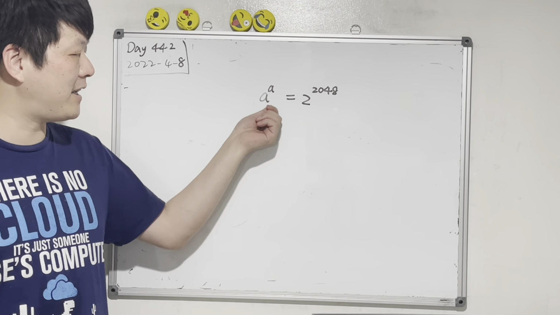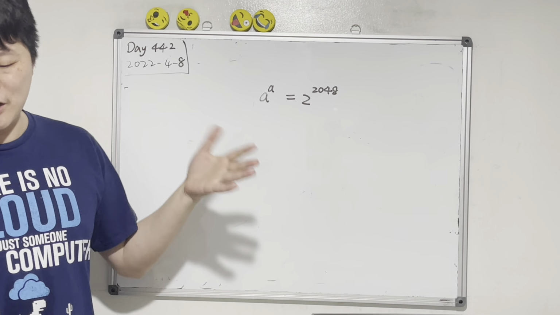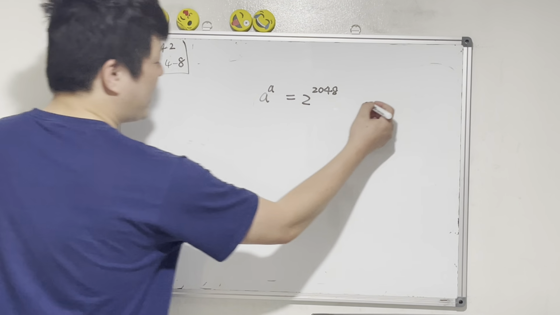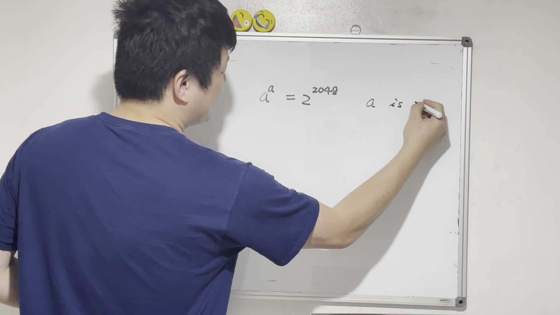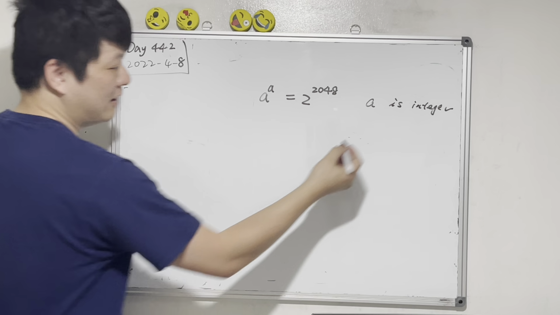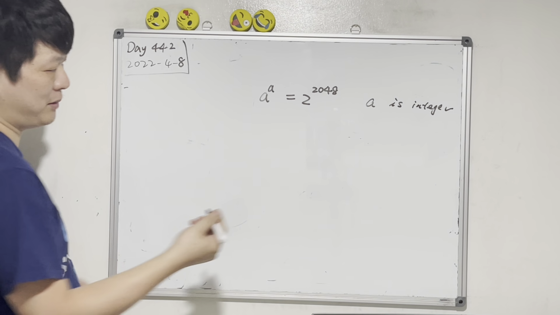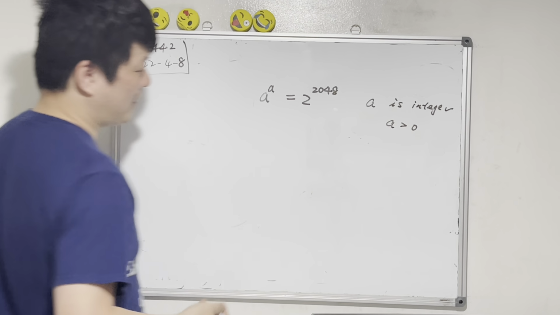Okay, so let's look at this mess. A to the power of A equals 2 to the power of 2048. A is an integer, obviously. Integer bigger than 0, obviously bigger than 0. A is bigger than 0.